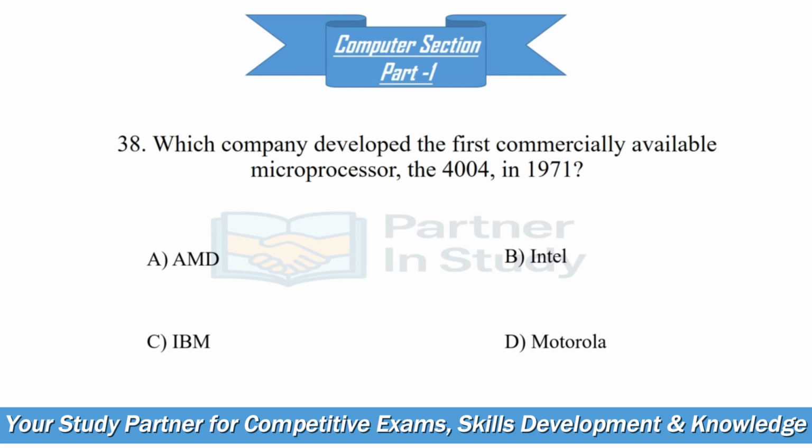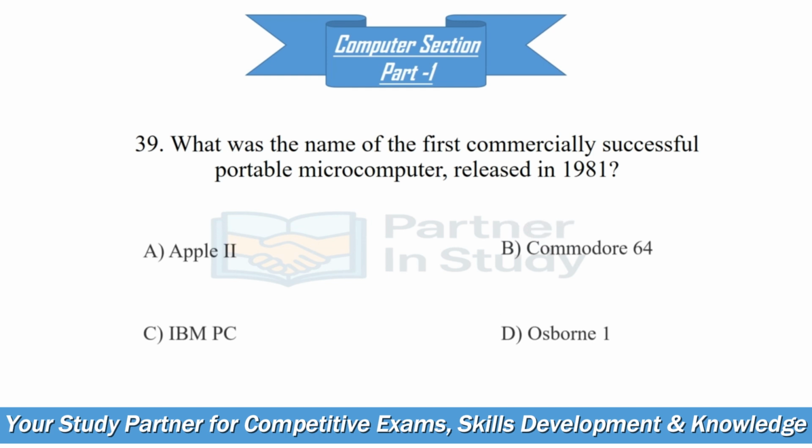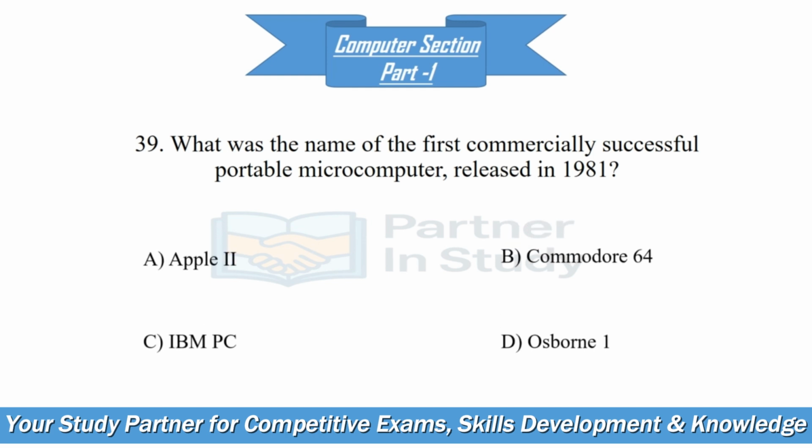Which company developed the first commercially available microprocessor, the 4004, in 1971? The right answer is option B, Intel. What was the name of the first commercially successful portable microcomputer released in 1981? The right answer is option D, Osborne 1.